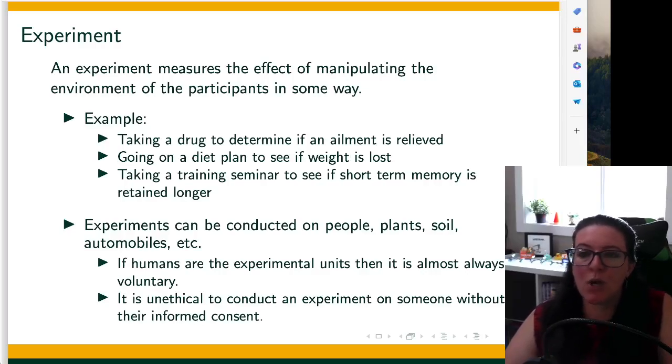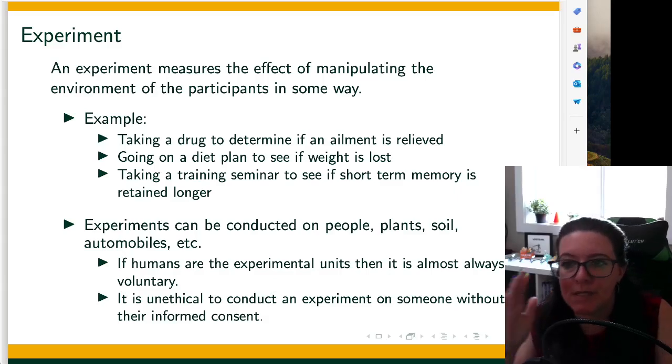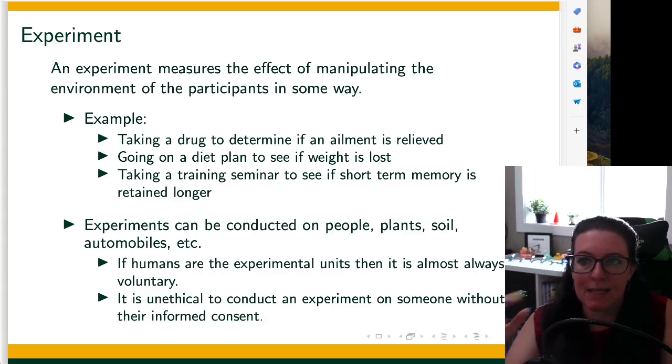In this video, we're going to talk about designing an experiment. An experiment measures the effect of manipulating the environment of the participants in some way. So will taking a drug relieve an ailment? Will going on a diet reduce weight? Will taking a training session improve short-term memory?